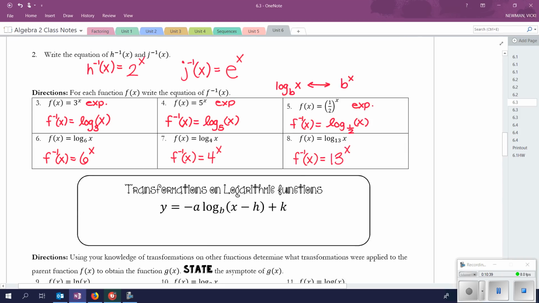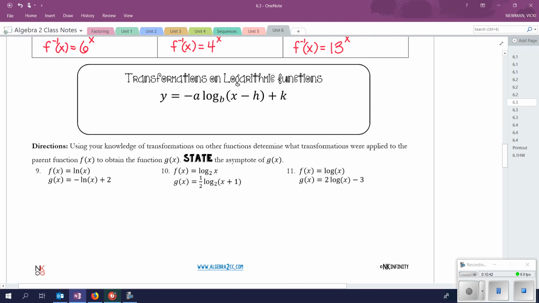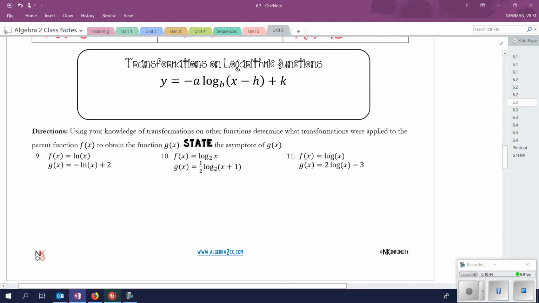So now the next part is like everything that's fabulous in your life, because now this is the 7th time we've talked about these transformations. So reflection in the x-axis is the negative. Dilation of A is that. This is left or right. This is up or down. I feel like at this point I don't have to show you the directions there.